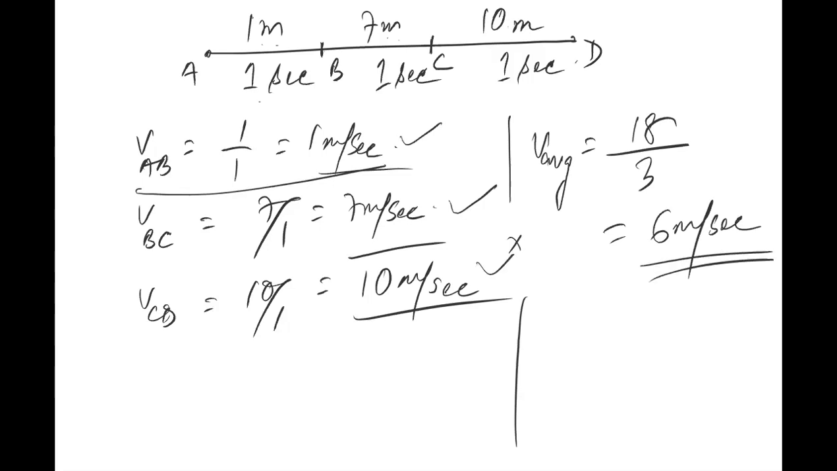And if you compare these two results, you will observe that the body has never moved with this speed of 6 meter per second. The body's speed was never 6 meter per second, but the average speed is coming out to be 6 meter per second. This means that instantaneous and the average value are different in this case. Is it understood? Tell me first, have you understood the difference of instantaneous and average?